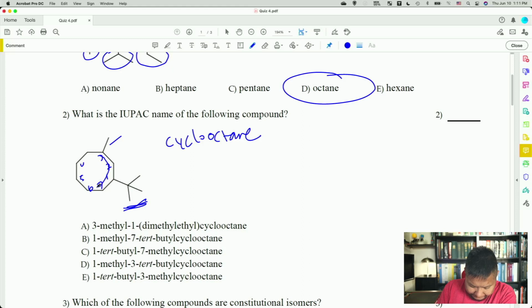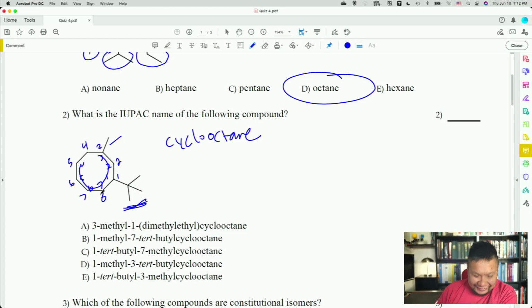Whoops! Try that again. I don't know how I counted that there. That's just crazy. 1, 2, 3, 4, 5, 6, 7, 8. I skipped one of the carbons.